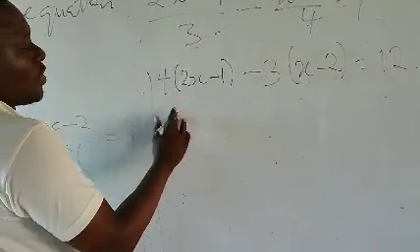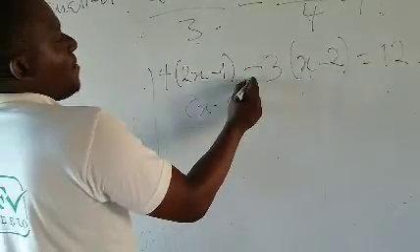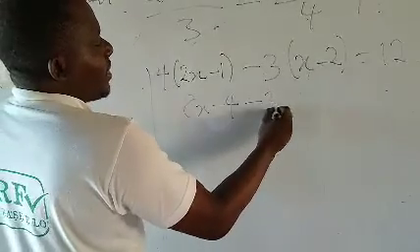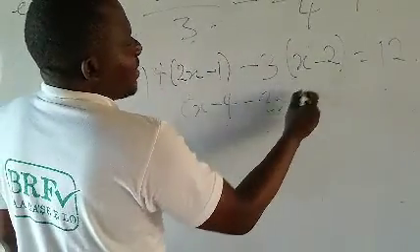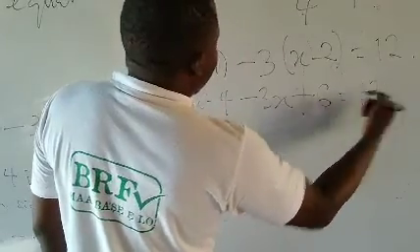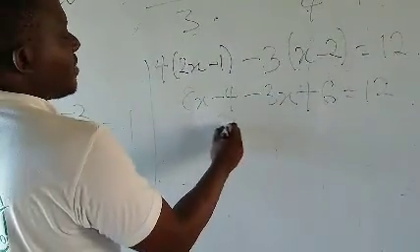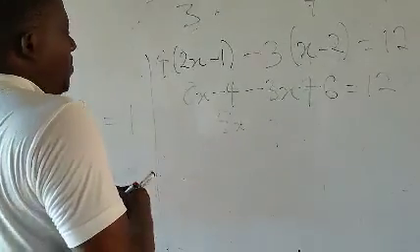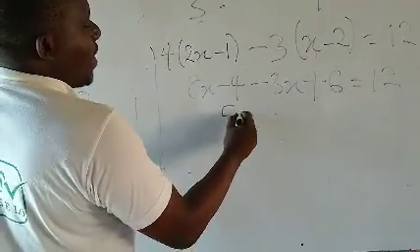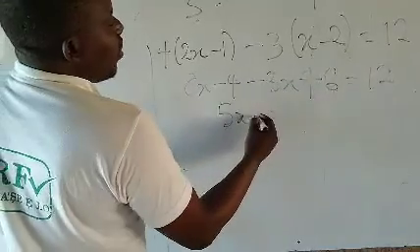4 times 2x is 8x. 4 times negative 1 is negative 4. Minus 3 times x is negative 3x. Negative times negative is positive. 3 times 2 is 6. It's equal to 12. That means 8x minus 3x is 5x. Minus 4 plus 6 is positive 2.